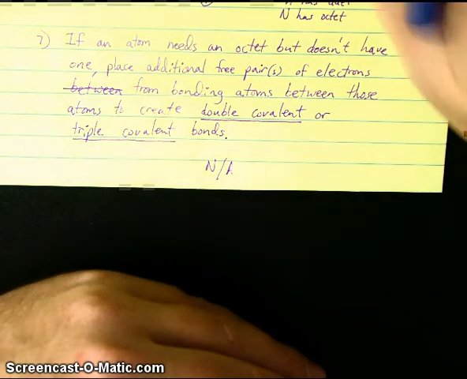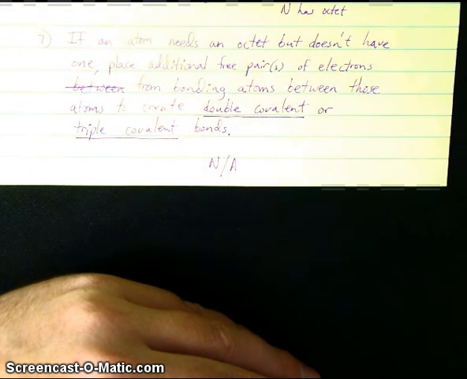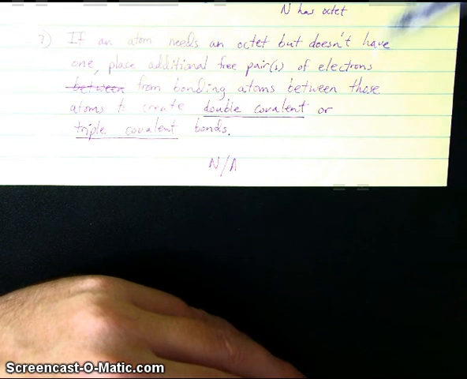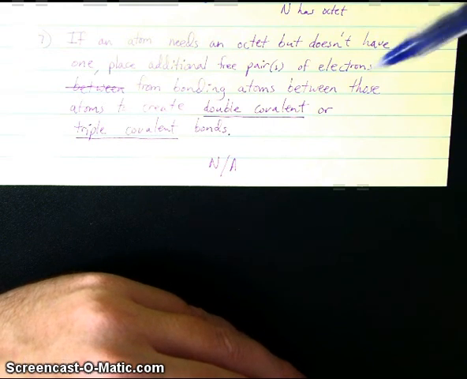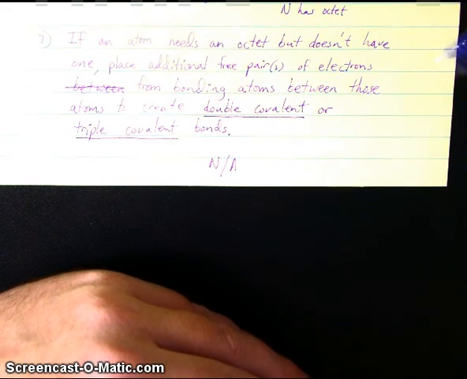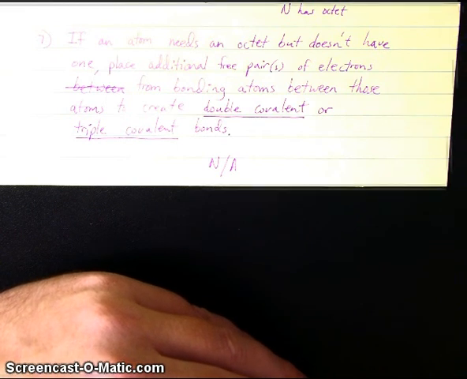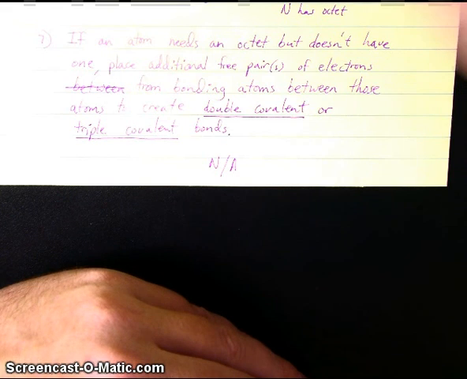Now, this last step we're going to see in some examples we're about to do, but if an atom needs an octet and doesn't have one, what we would do is place the additional free pairs of electrons from adjacent bonding atoms in between those atoms to create a double covalent bond, or we might even have to bring 2 pairs of electrons in, and that would be a triple covalent bond. In this case, we already saw we had the octet and the duet, so that's not applicable.